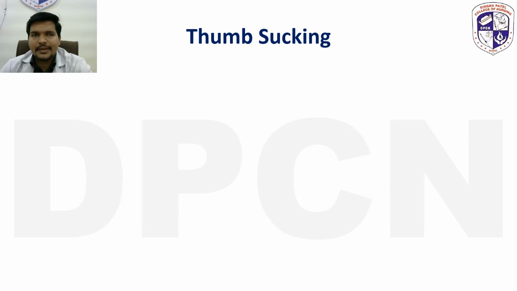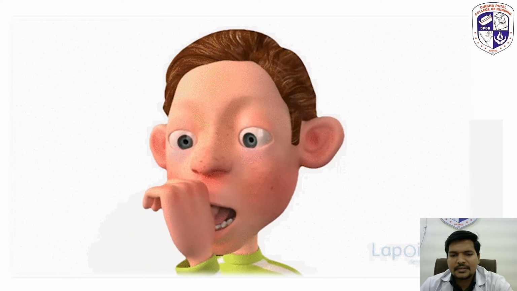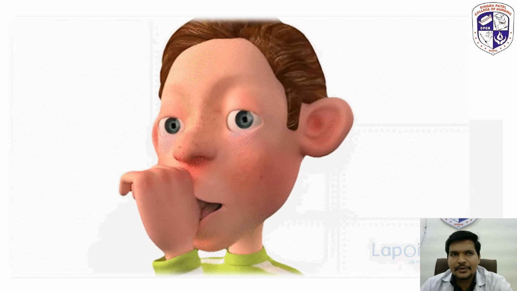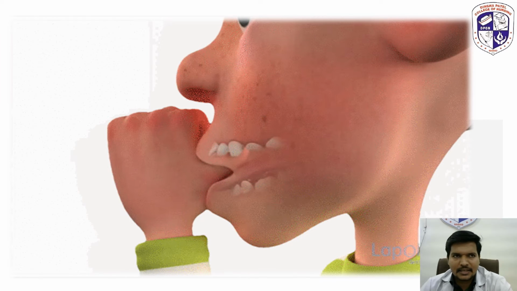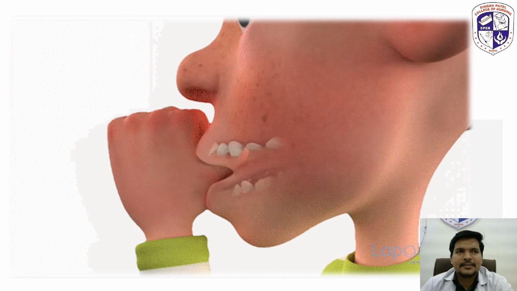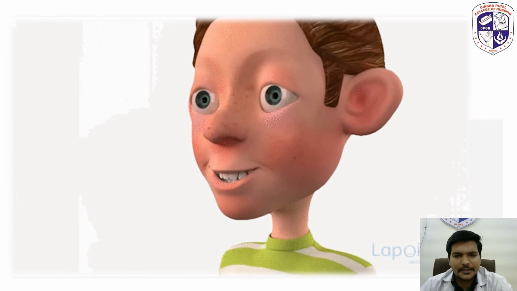So how can we manage thumb sucking? Okay, we are going to learn something new. As you can see, whenever a child is thumb sucking, the thumb is placed in the mouth, and what happens is that the teeth line may be disrupted in that area. Whenever the child smiles afterwards, it will appear like this.